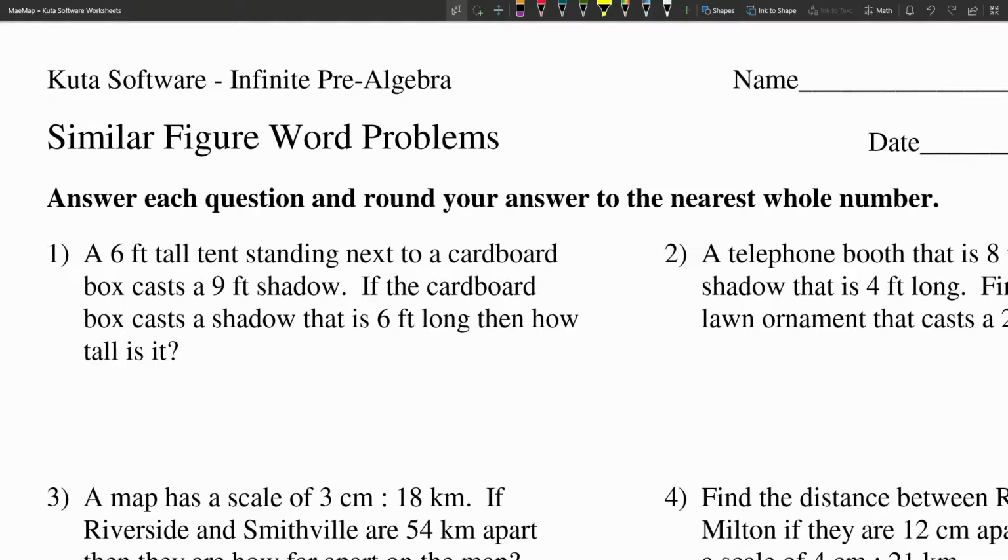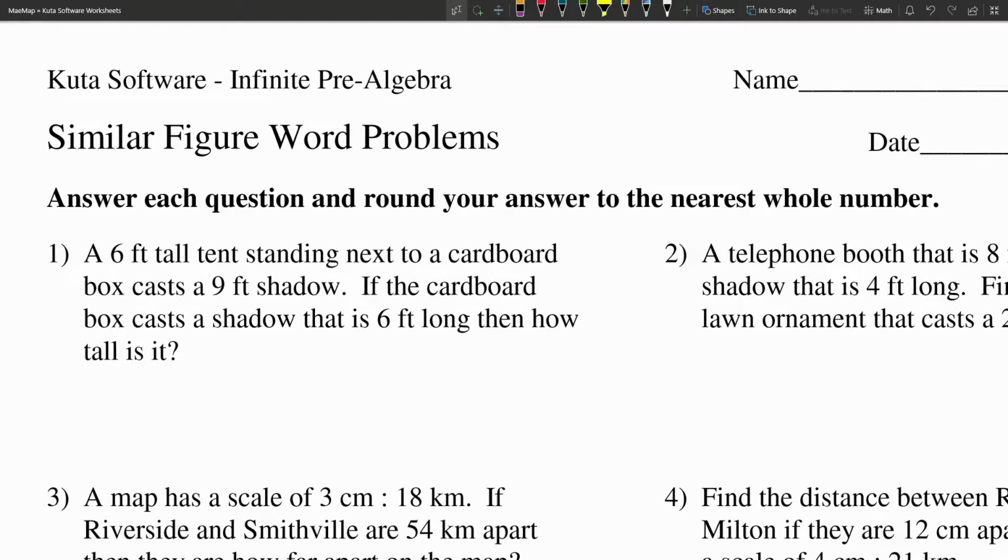Our directions for numbers 1 through 8 are to answer each question and round your answer to the nearest whole number. So if we're starting with number 1, it says a 6-foot tall tent standing next to a cardboard box casts a 9-foot shadow. If the cardboard box casts a shadow that is 6 feet long, then how tall is it?